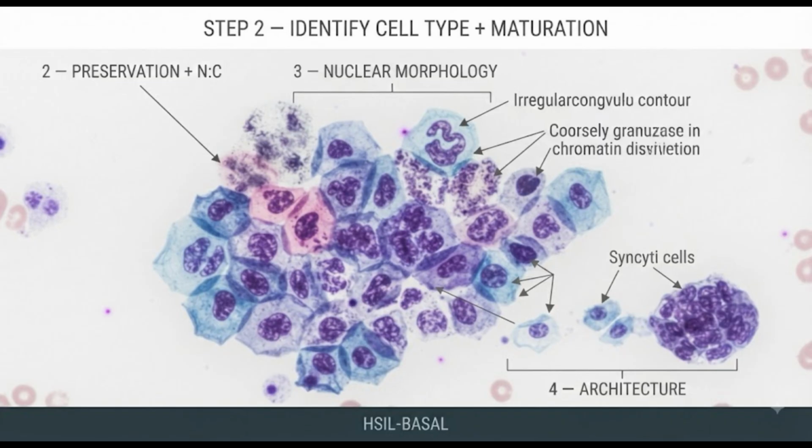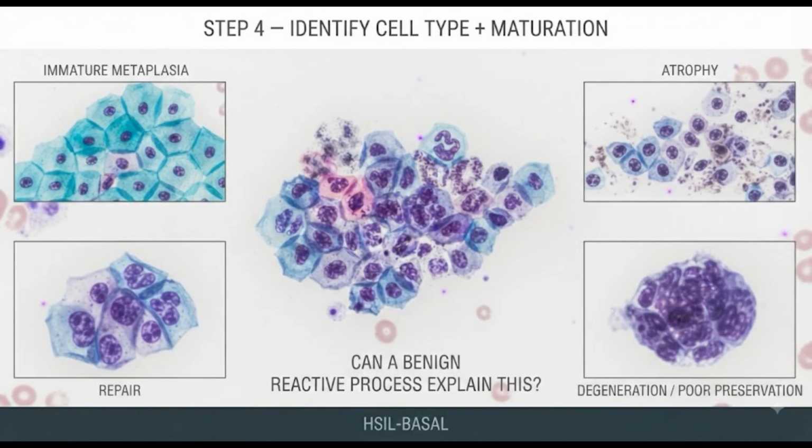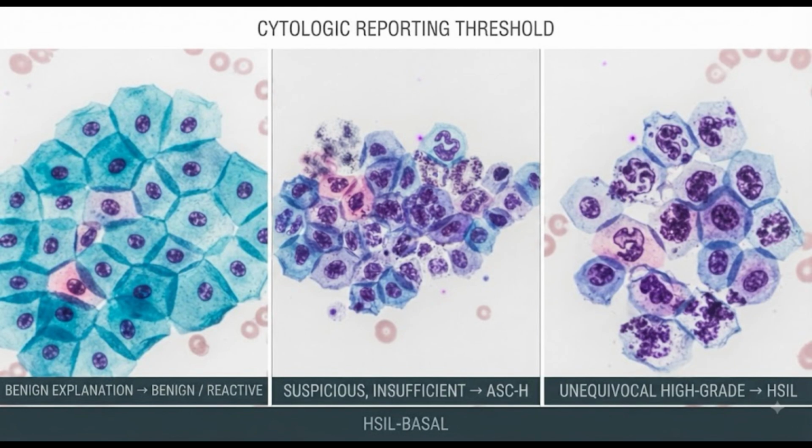Evaluate nuclear contour, chromatin distribution, hyperchromasia, and nuclear size together. Next, assess architecture and population context, including isolated cells, sheets, small groups, or crowded syncytial aggregates. Finally, ask whether immature metaplasia, atrophy, reactive change, degeneration, poor preservation, or another benign process adequately explains the findings. The practical threshold is: adequately explained by a benign or reactive process, benign or reactive; genuine concern for HSIL, but insufficient high-grade morphology, ASC-H; unequivocal integrated high-grade squamous morphology, HSIL.